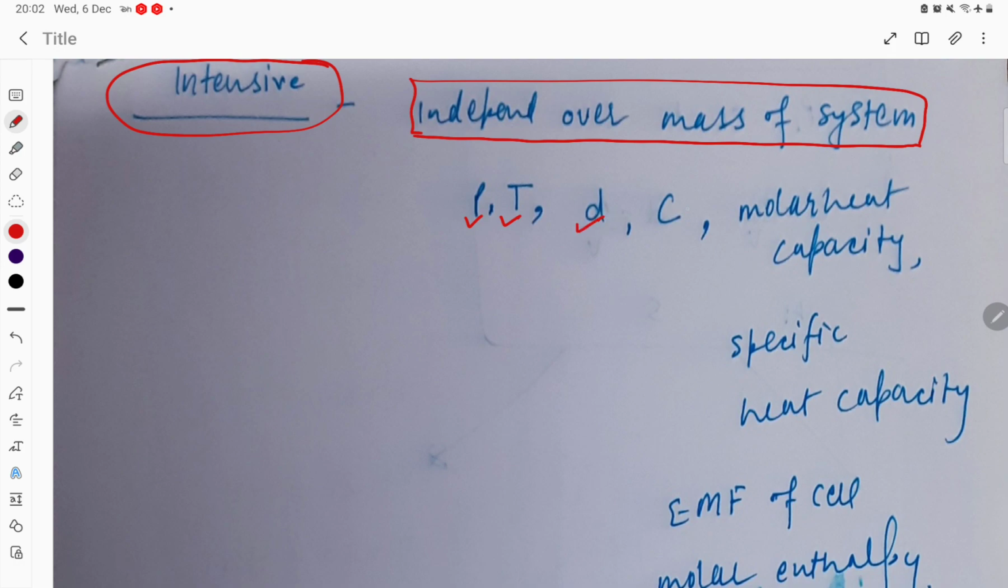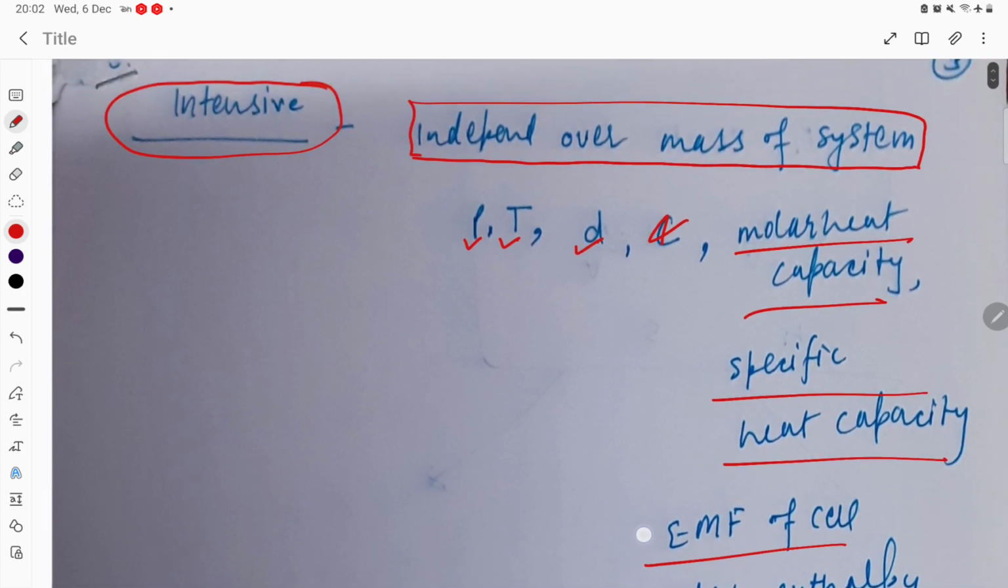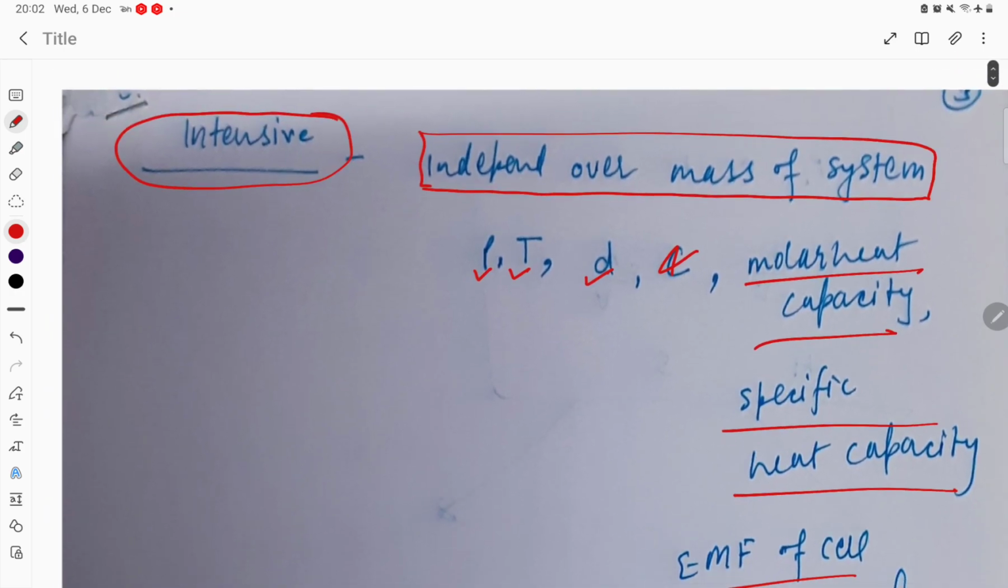molar heat capacity, specific heat capacity, EMF of cell, molar enthalpy. They do not depend upon the amount of substance or mass of the system. Now let us see, here we have a block.